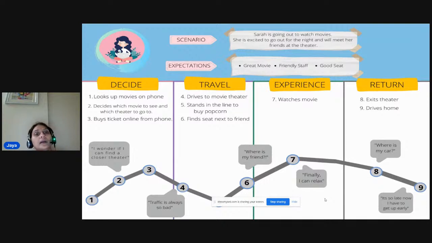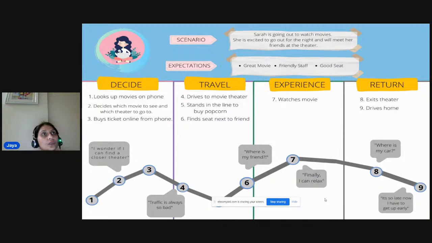The last point would be the return in her mind. The return is, if the movie is running from 9 to 12, she should not have to go far. The parking should be close to the elevator, near to it, and she can just drive home quickly. So these things should come to mind first, that she has to decide that the movie should be in that particular theater which is near to her home.